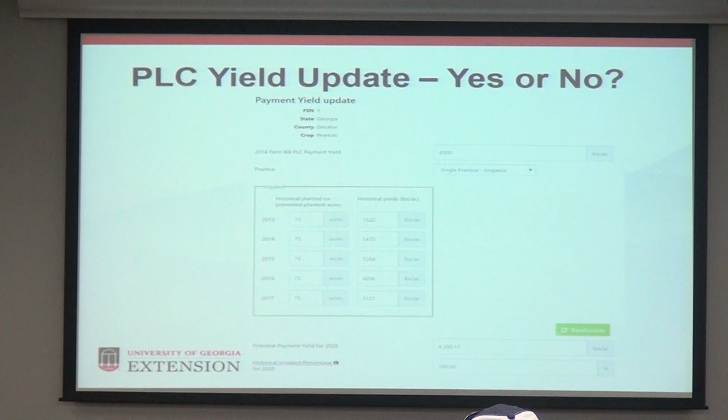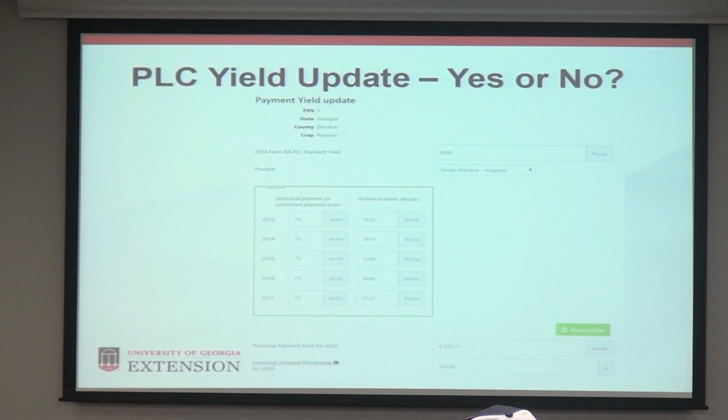An alternative scenario, this one here for peanuts, assuming a 4,500 pound PLC payment yield, given the information that I put in for historical yields, ultimately came out to a potential payment yield for 2020 of 4,390. So that would be a scenario where that yield would actually go down in this case, and then certainly you would not be looking to make that election.